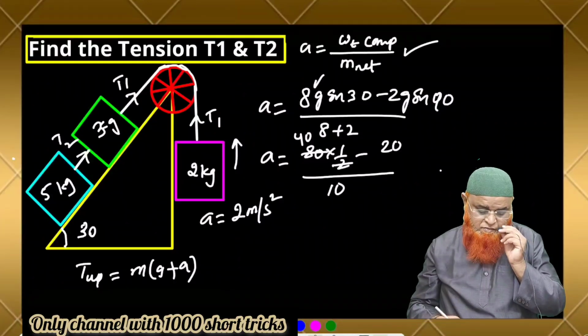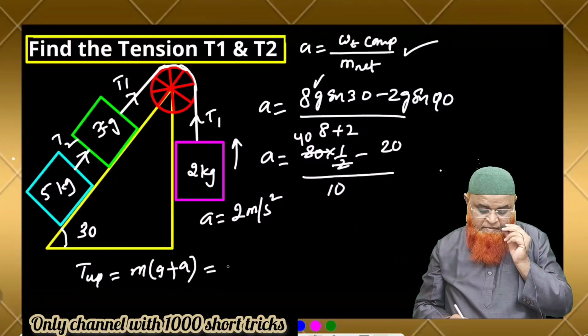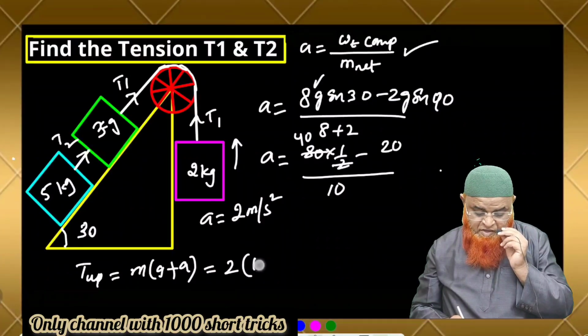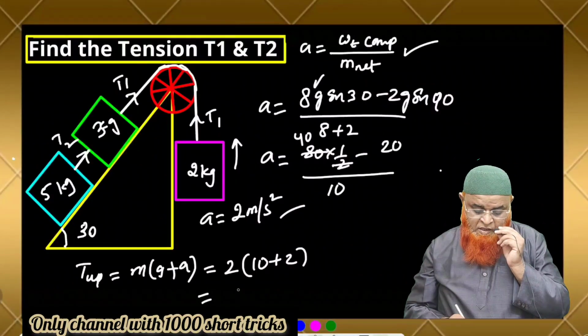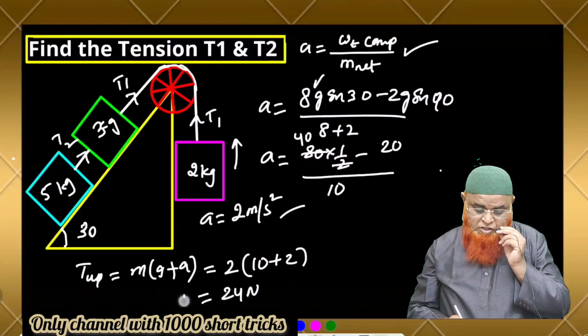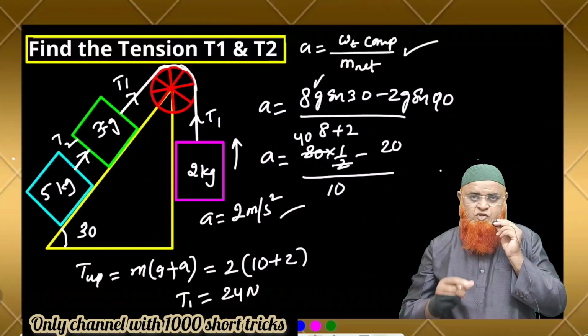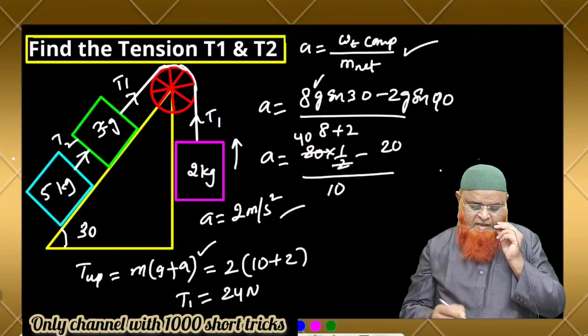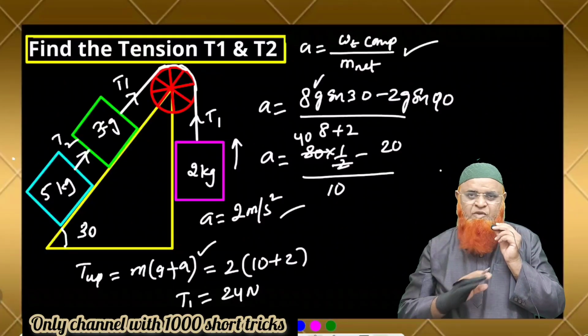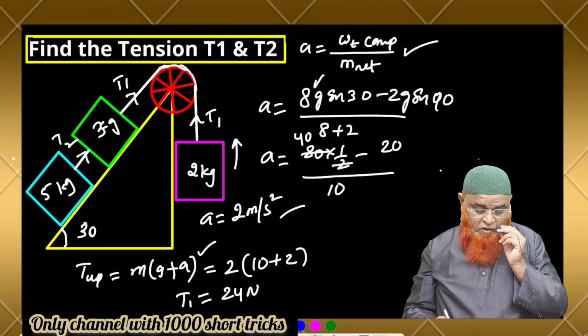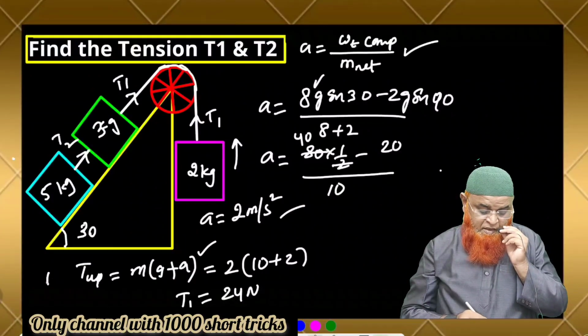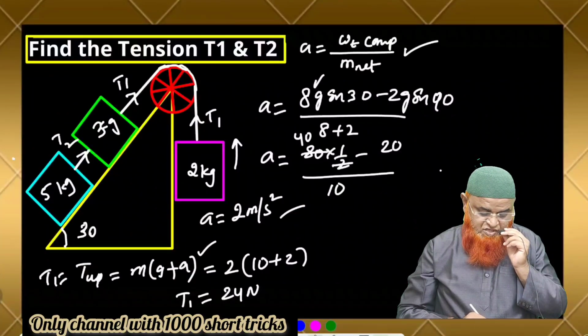I'll show you how to do it. So tension upwards is m into g plus a. What is m here? 2. g is 10, a is 2 here. So therefore 24 newtons is T1. So for this block which is exactly hanging, you can consider m into g plus a, because there are no components here. Sine 90 is going to be 1. So we now have tension T1.